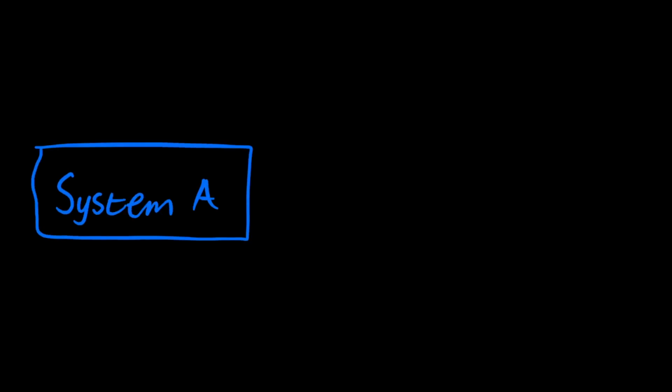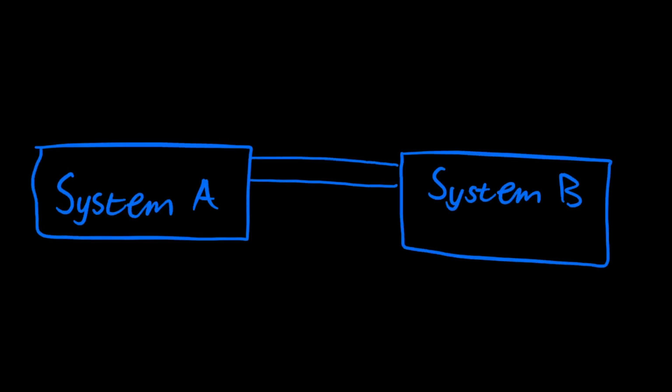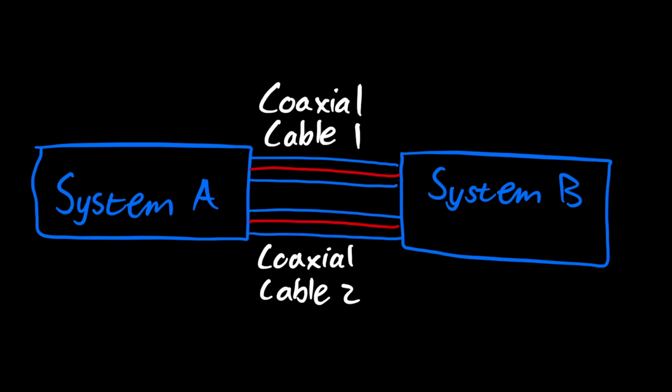So how may this problem manifest? Suppose you have two electronic systems, system A and system B, which are connected with two coaxial cables, cable 1 and cable 2. Now, imagine a time-varying magnetic field caused by an external system which passes through the loop formed by the two systems and their interconnections. In this illustration, the magnetic field is passing into the page as indicated by the orange crosses. This induces a voltage which causes a current, an interference current, to flow in this loop.